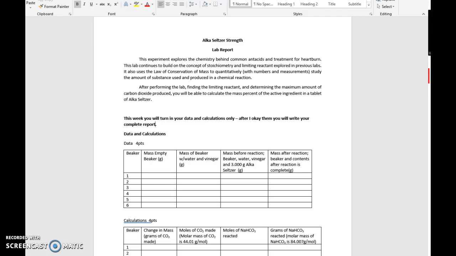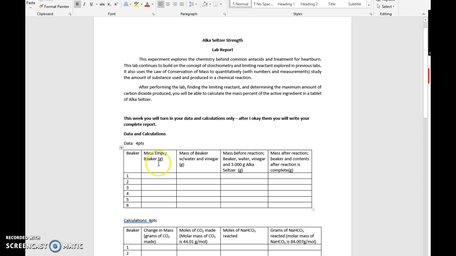Welcome to the Alka Seltzer Strength Lab. This lab will take 2 weeks. The first week, you'll turn in just your data and calculations. After they're approved, then you'll be able to write your complete report. So, let's look at the data that you'll be collecting.